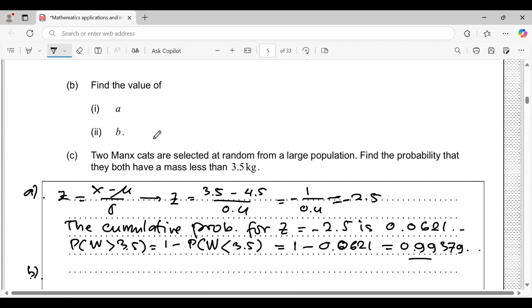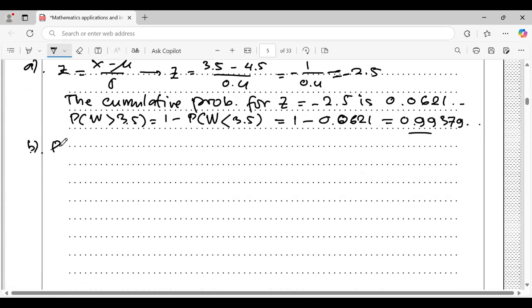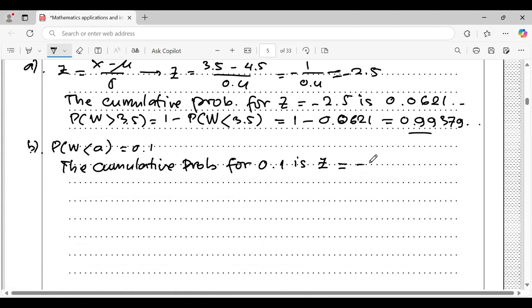And B. Find the value of a and find the value of b. According to the information, the probability W less than a equals 0.1, and the cumulative probability, if we check on the z table or on calculator, for 0.1 on the z table is minus 1.28.